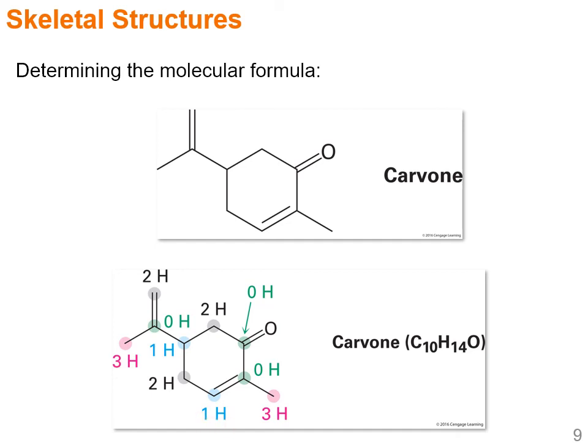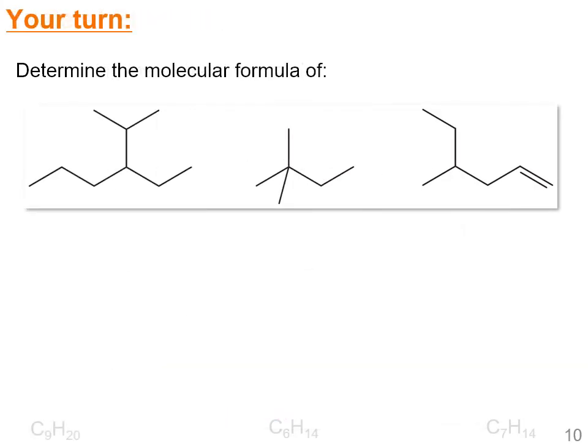You also count the carbon atoms. At the end of each line, there's a carbon atom. 1, 2, 3, 4, 5, 6, 7, 8, 9, 10 carbon atoms. And we have 1 oxygen atom. Now you can write the molecular formula: 10 carbon atoms, 14 hydrogen atoms, and 1 oxygen atom. Now pause and determine the molecular formula of the shown skeletal structures.